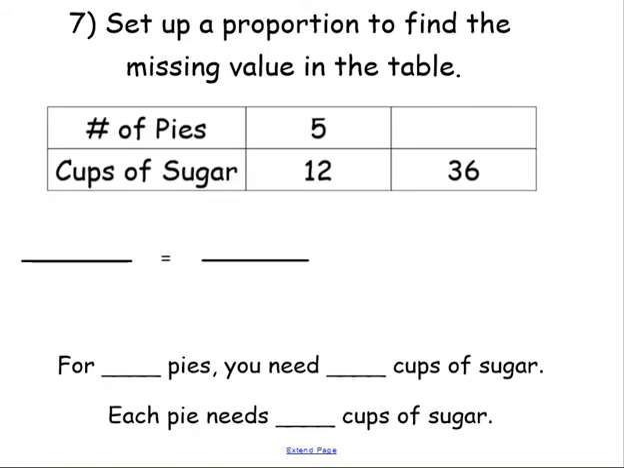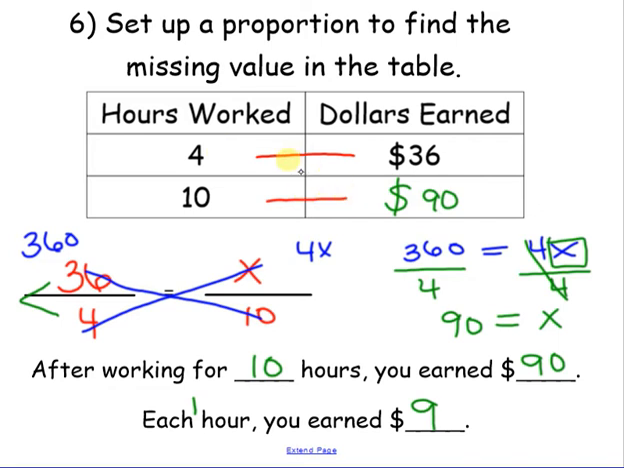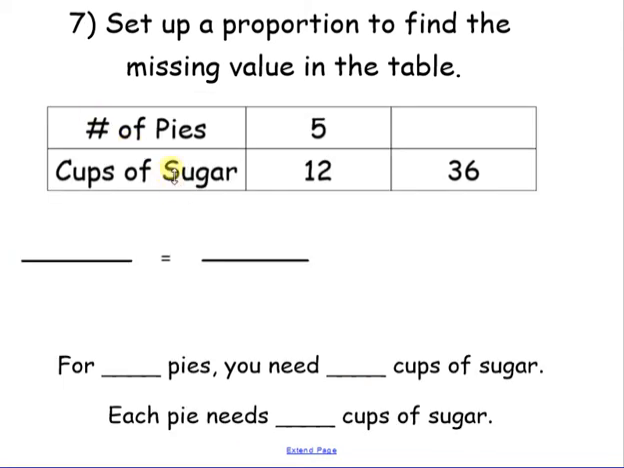All right, let's take a look at another example. Set up a proportion to find the missing value in the table. You'll notice that our table, the titles are on the side this time instead of at the top. That makes a difference in how you read the table. If I go back to the last example, my proportions were formed by going side to side. When the table is set up like this, my proportions are formed by going up and down.